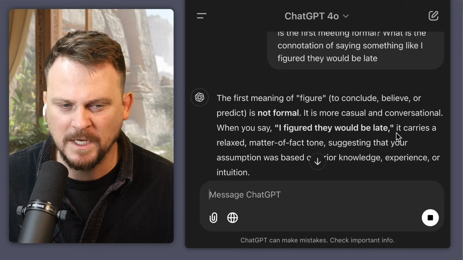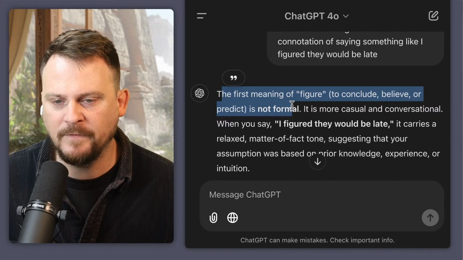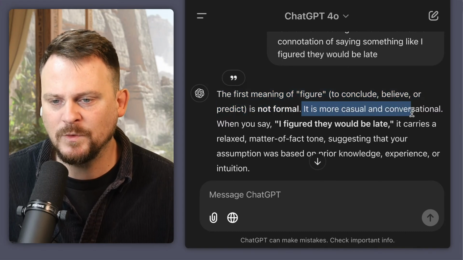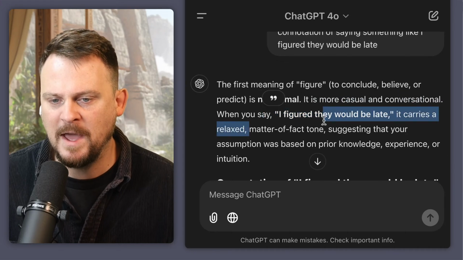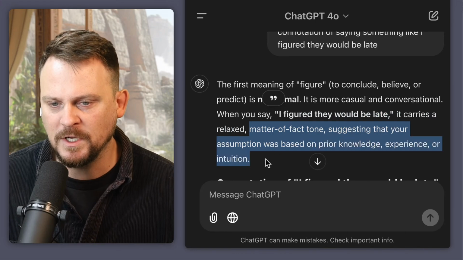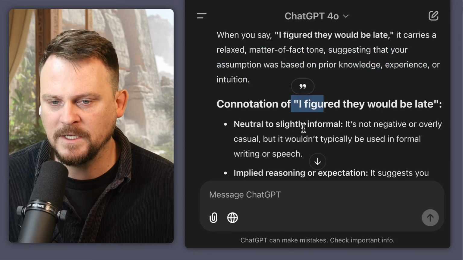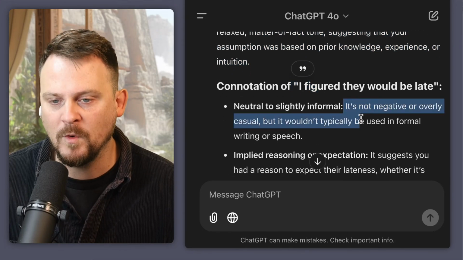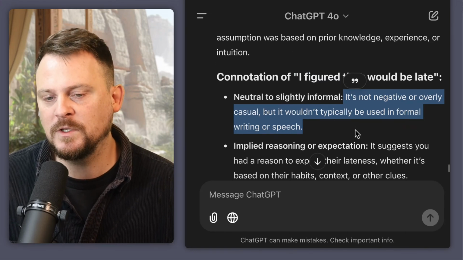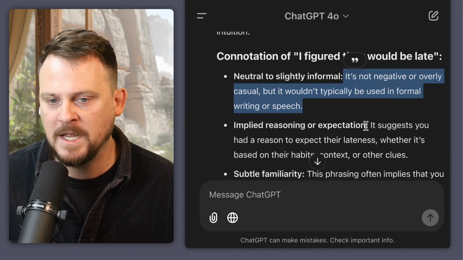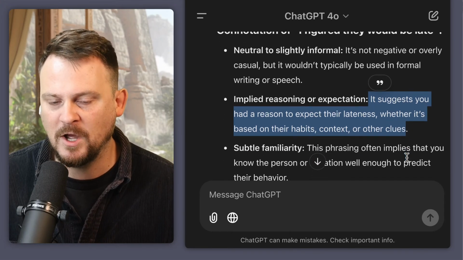The connotation of a word is how it feels when people say it. The meaning of figure, to conclude, believe, or predict, is not formal. It is more casual and conversational. When you say, I figured they would be late, it carries a relaxed, matter-of-fact tone, suggesting that your assumption was based on prior knowledge, experience, or intuition. I figured they would be late. Neutral to slightly informal. It's not negative or overly casual, but it wouldn't typically be used in formal writing or speech. Absolutely. It suggests you had a reason to expect their lateness, whether it's based on their habits, context, or other clues.